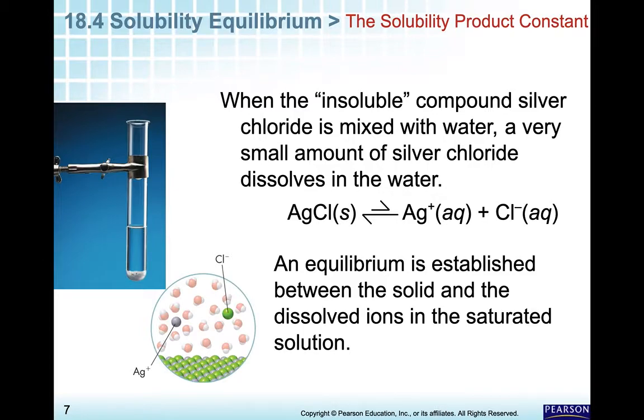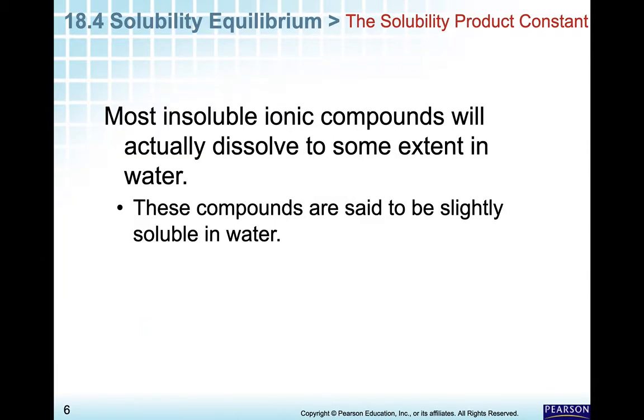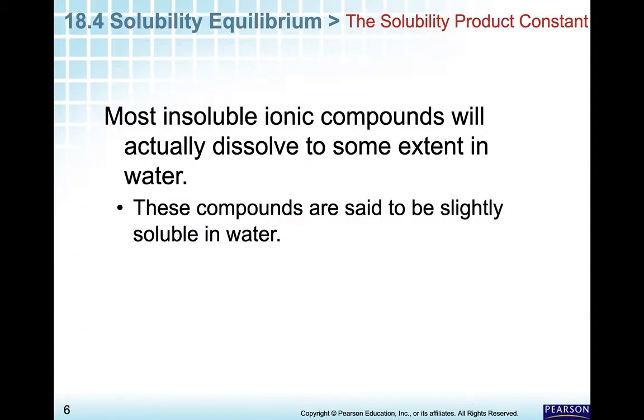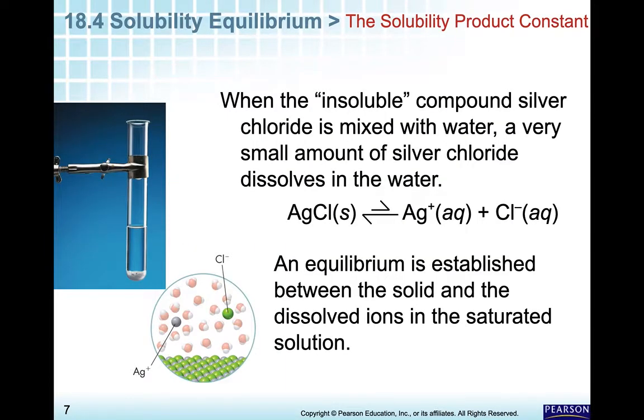So to give you an example, silver chloride would have fallen into the insoluble compounds. Let me go back to that table. It's a chloride, so silver chloride would have fallen here. We would have seen soluble unless paired with silver, and so that would have been considered insoluble. But a very small amount of it does dissolve in water, so we can look at that as an equilibrium expression. We've got an equilibrium here. We've got solid silver chloride being placed into water. Some of it is going to dissolve. Some of it's going to break apart into ions in water.